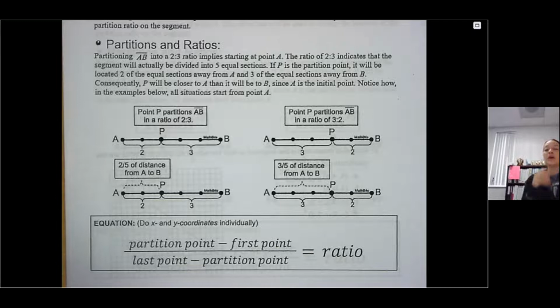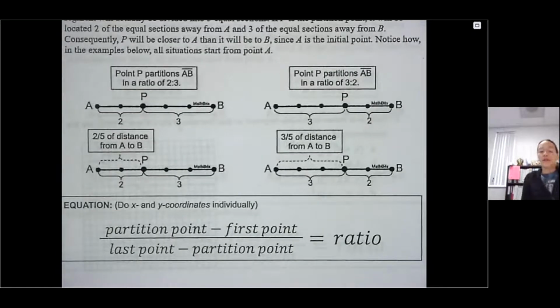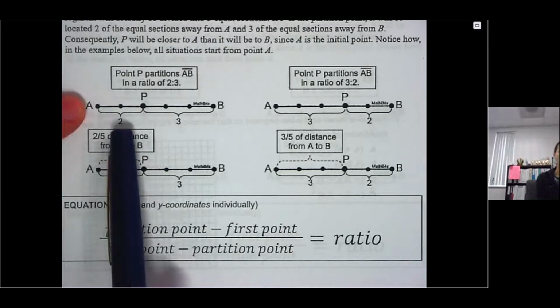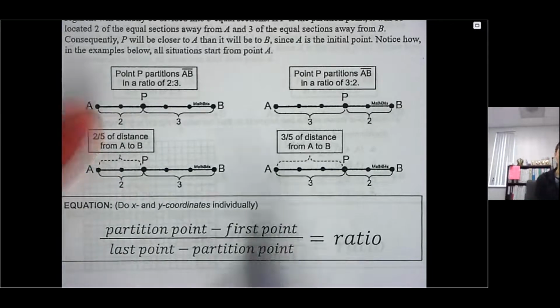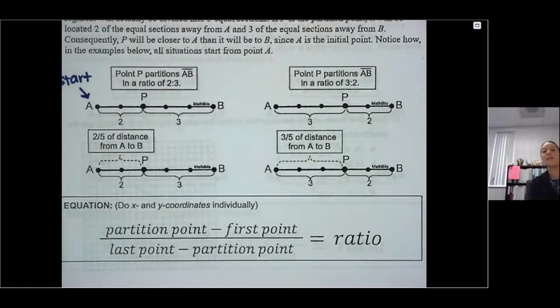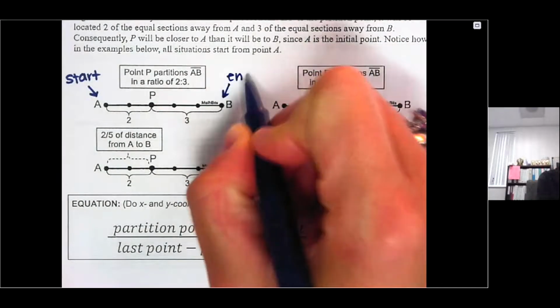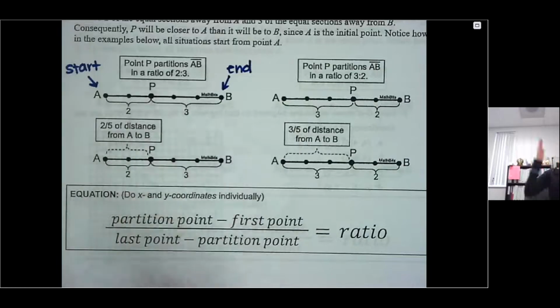Notice how in the examples below, all situations start from point A. So we've got 4 different pictures here that are actually showing the same thing: point P partitions AB in a ratio of 2 to 3. That's this first picture here. Point A is my starting point, my initial point. This is where I start, and my ending point is going to be point B. So start at A, end at B. And P is the partition point. It's the point that divides the segment up into smaller pieces.